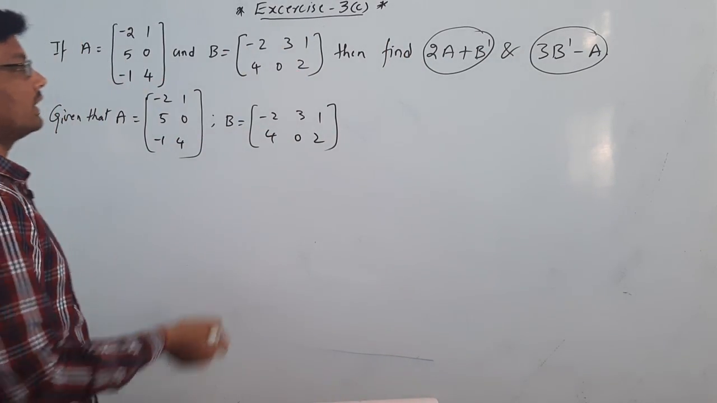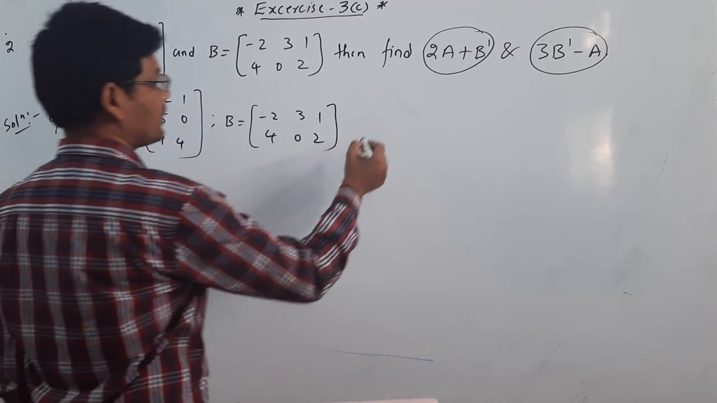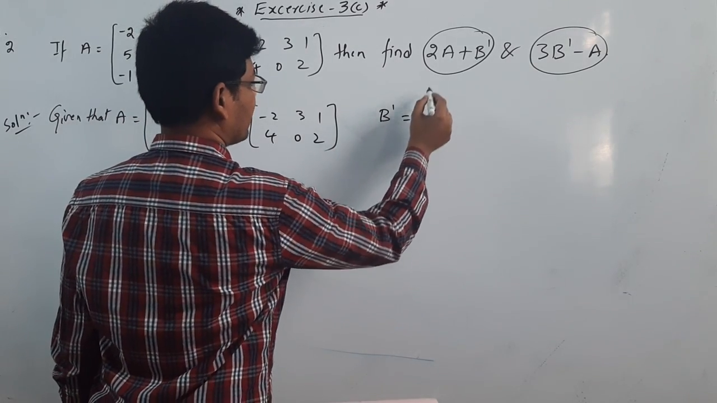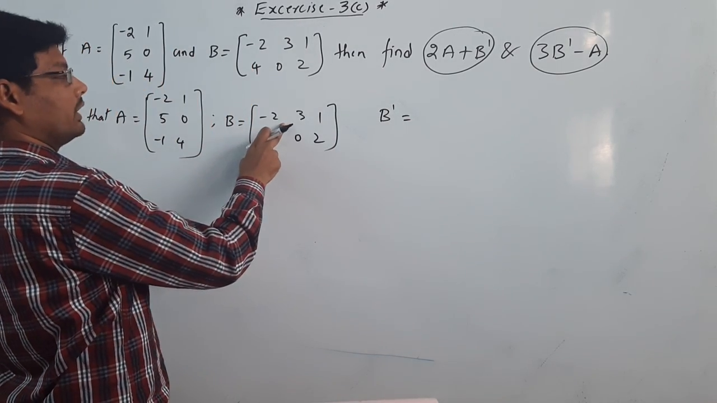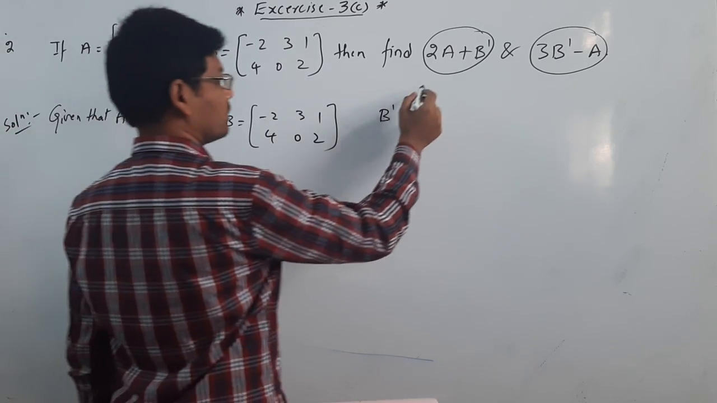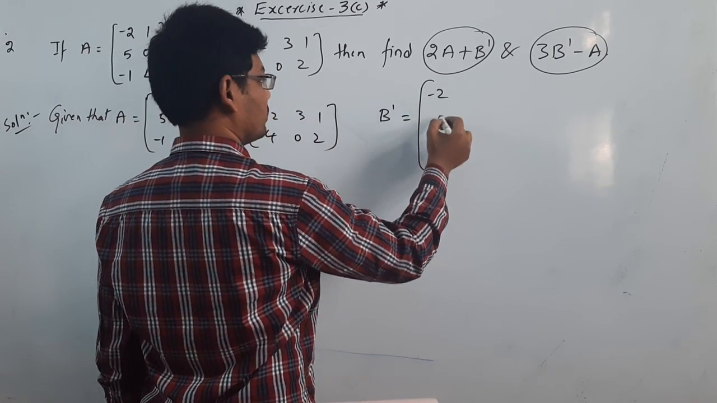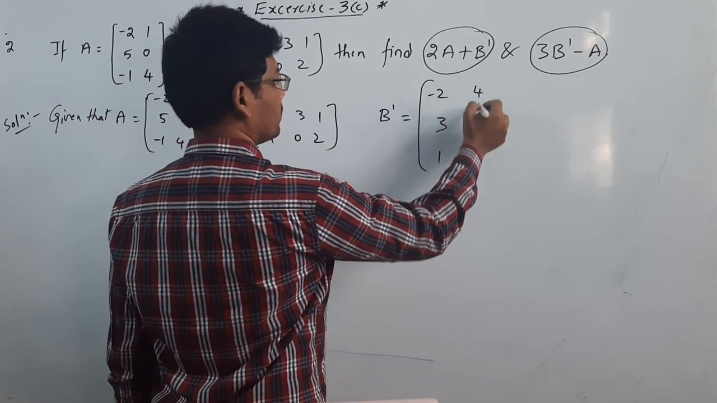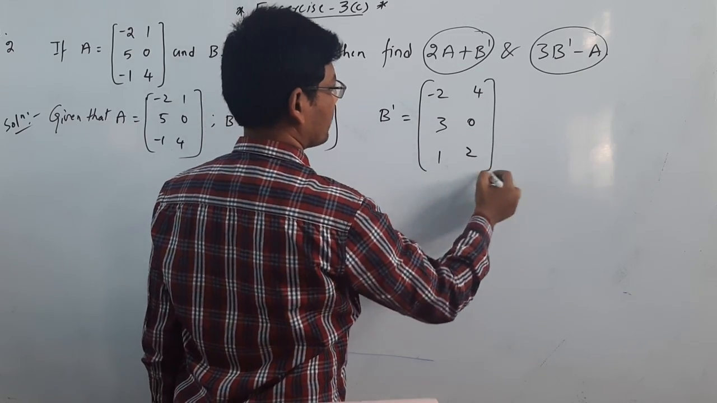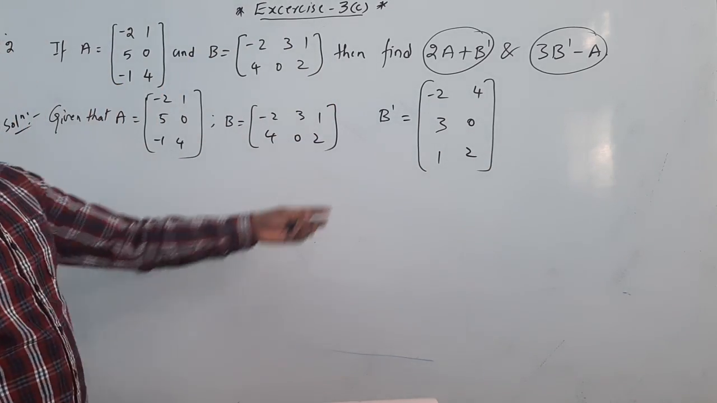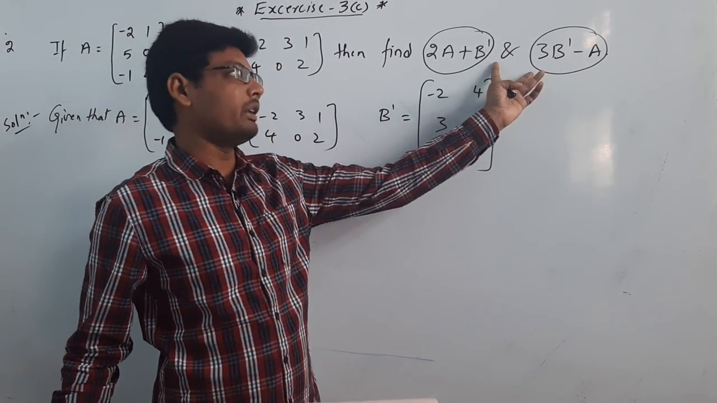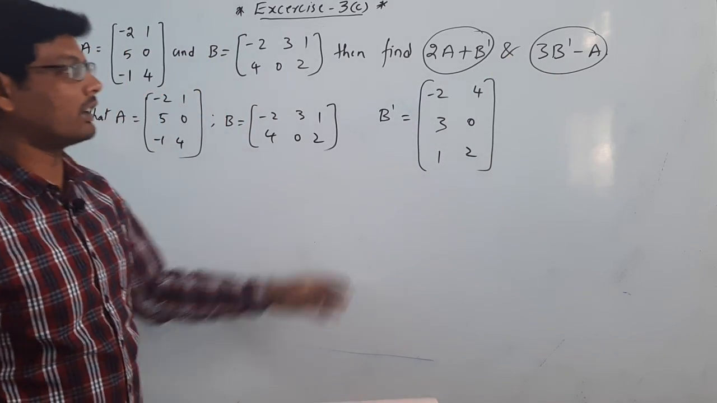First we need to find B dash. B dash is nothing but, this row is changed to C1, minus 2 3 1 4 0 2. This is B dash, and in both the cases we require only B dash. No need to find A dash here. We require only B dash.